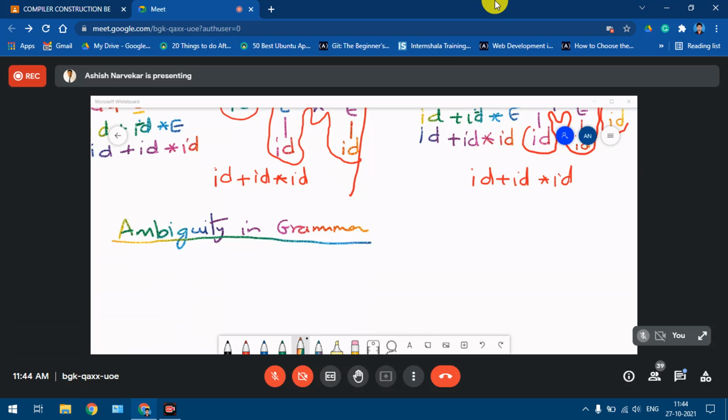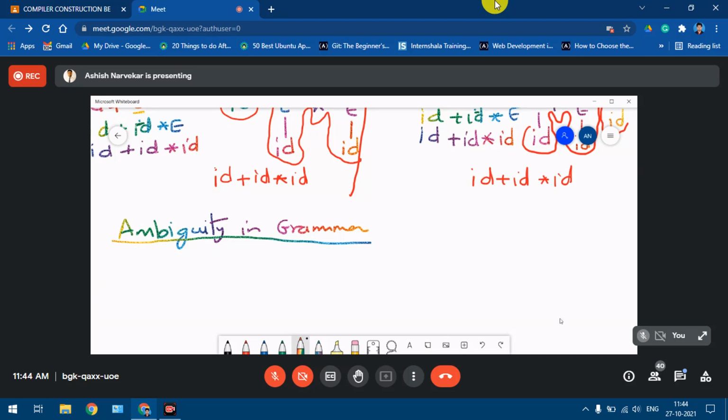particular derivation. Okay. So if there are more than one LMD or more than one RMD for a particular string, for a particular grammar, then that particular grammar is said to be ambiguous.